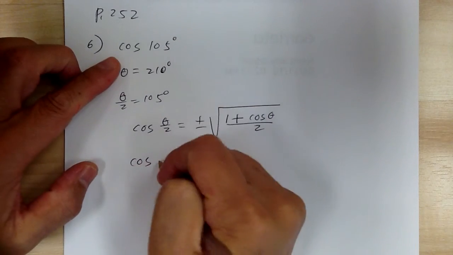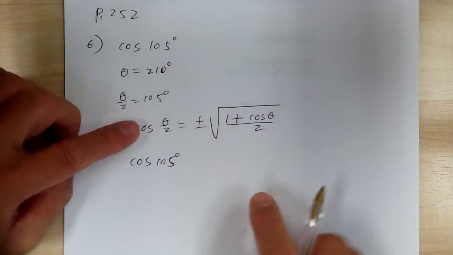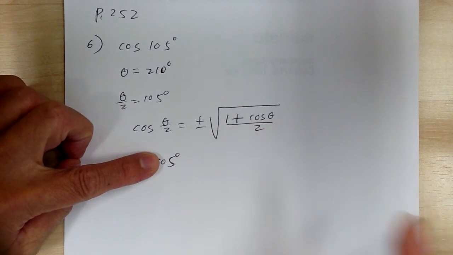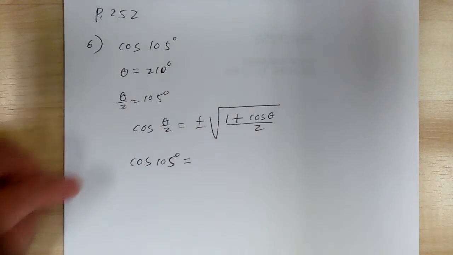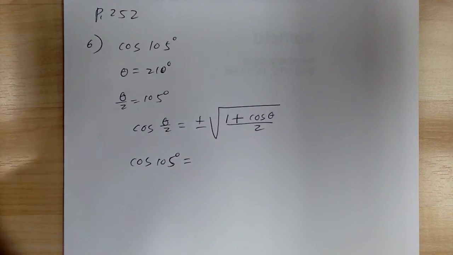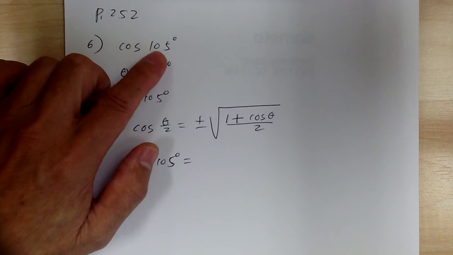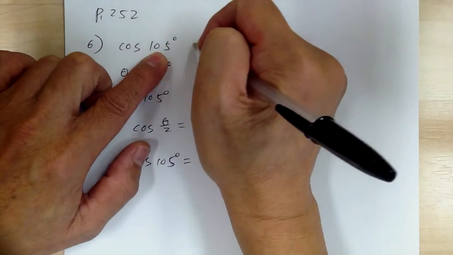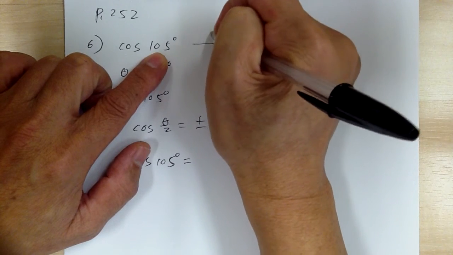So theta over 2 is 105, right? And that's what you want to get, right? So you can always write down your formula before you substitute the numbers in there. To figure out the plus or minus, you have to base it on the original angle. So see over here, 105, so you draw your 105 degree.